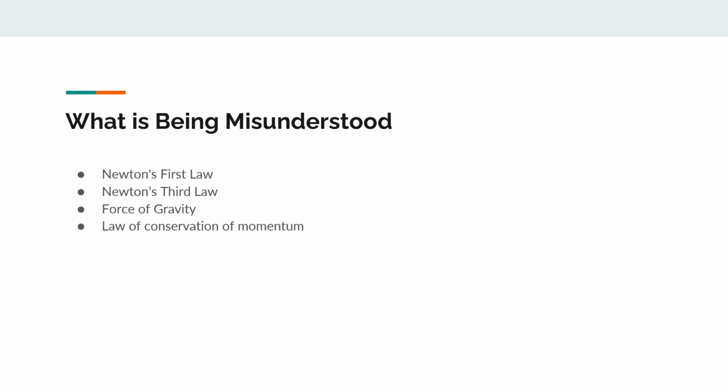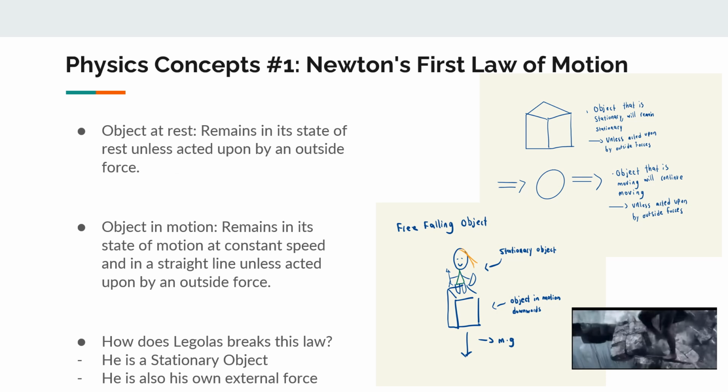I feel like Newton's first law, which I'm about to go over right now, describes a state where an object remains at rest, or an object in motion. It states that an object that's in motion will continue being in motion, and an object at rest will stay at rest. And how does Legolas break this law? He's a stationary object that's on top of an object in motion, right?